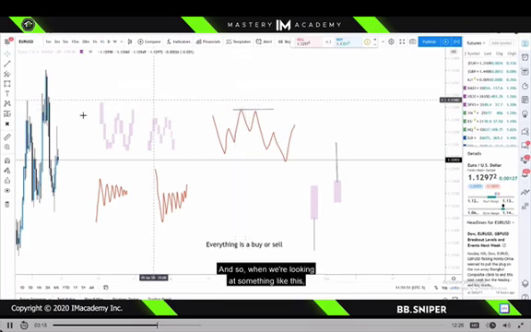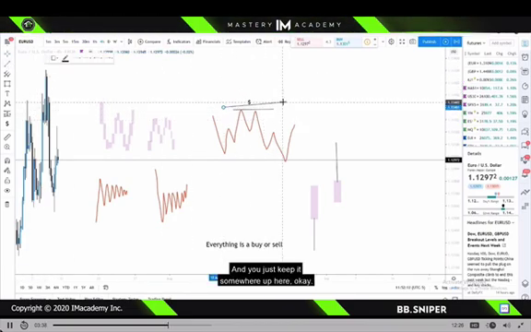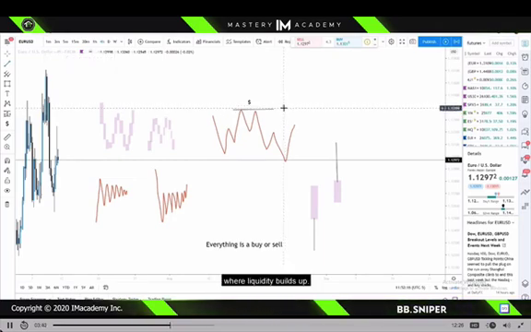Okay? And so when we're looking at something like this and people are selling in here, well, guess what? What do you do when you're in profit? Maybe you adjust your stop loss. You change your stop loss to break even. Or you don't adjust it at all and you just keep it somewhere up here. Okay? That's the point that I'm talking about where liquidity builds up.